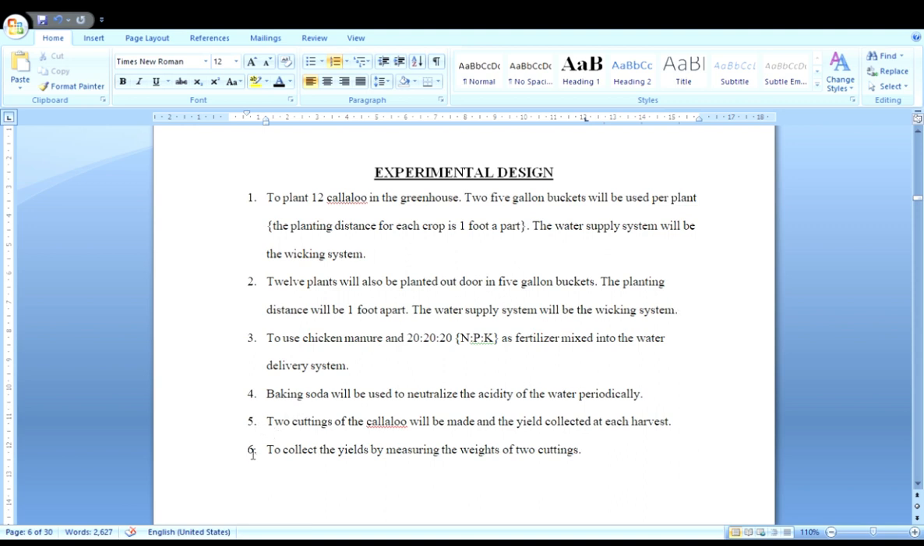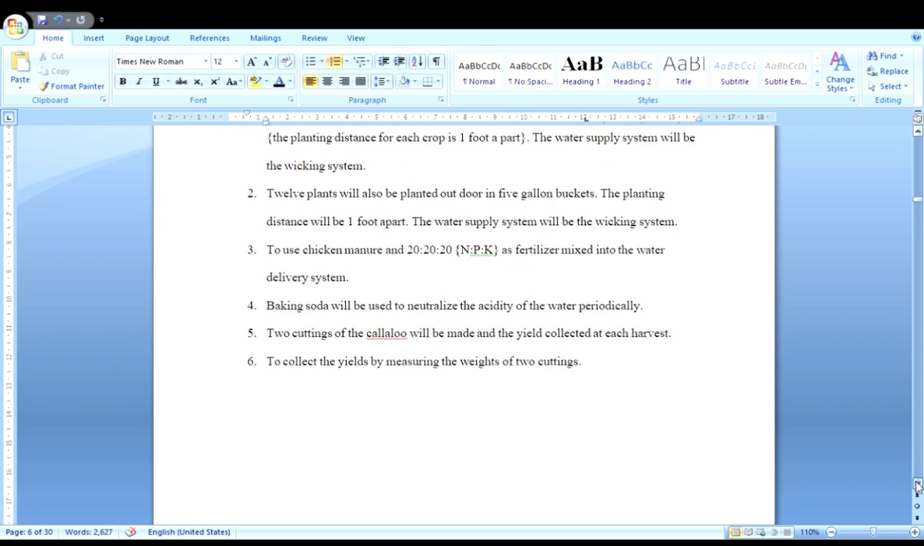So 5 and 6 is telling you how you would collect the information and what type of information you will collect. So the importance here of the experimental design is that it tells you how your experiment would be set up. So let's go down.